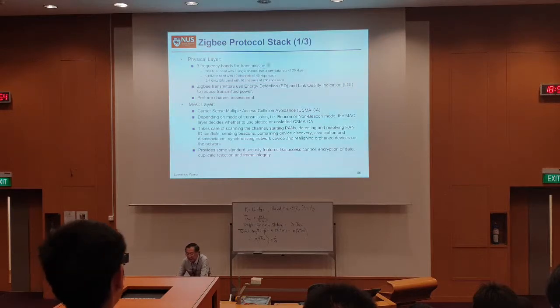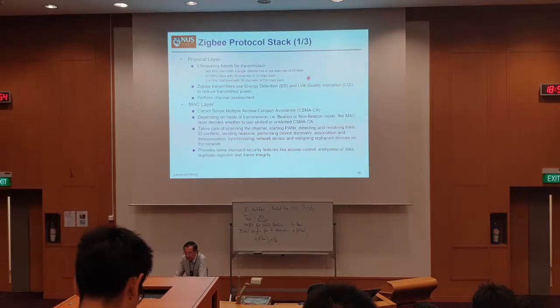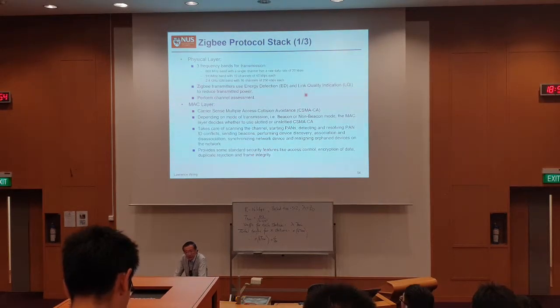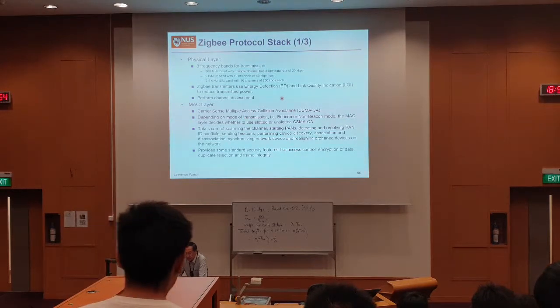You have the physical layer, three frequency bands as you saw earlier: the 2.4 gigahertz, the 868 and the 900 megahertz band, depending on the country. It does energy detection, so as to conserve energy. And then it does channel assessment to assess the quality of the channel.